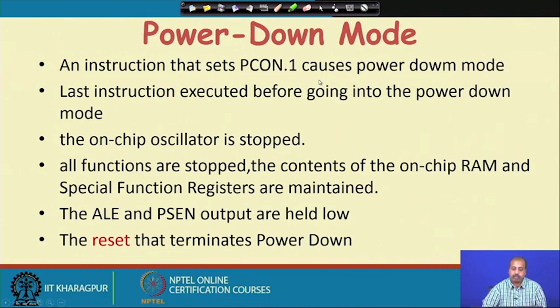On the other hand, in power down mode, an instruction that sets PCON.1 causes the power down mode, and again that is the last instruction executed before going into power down mode. The on-chip oscillator will be stopped and all functions are stopped. Contents of on-chip RAM and SFRs will be maintained. ALE and PSEN bar will be held low; only reset can terminate the power down mode.